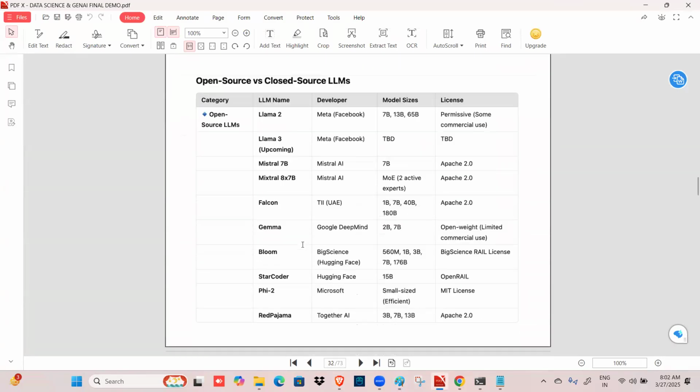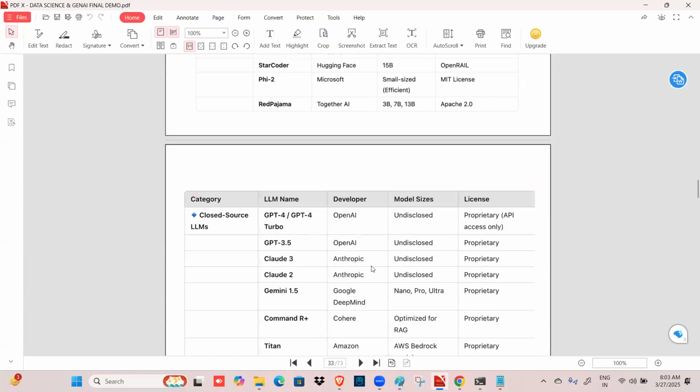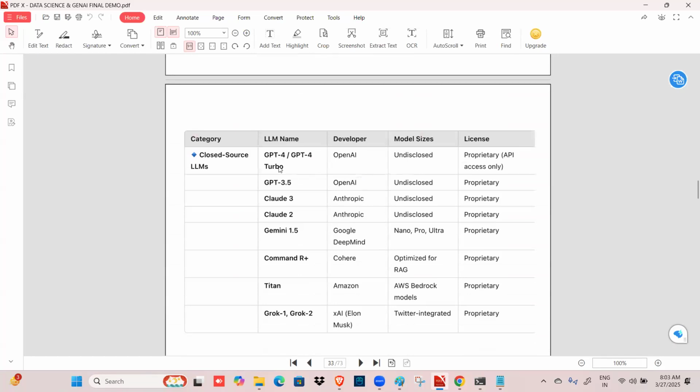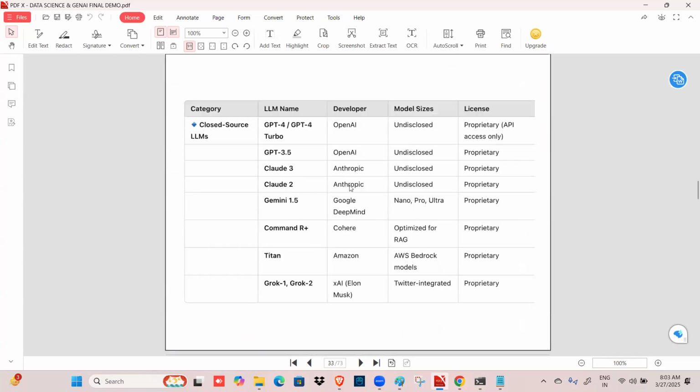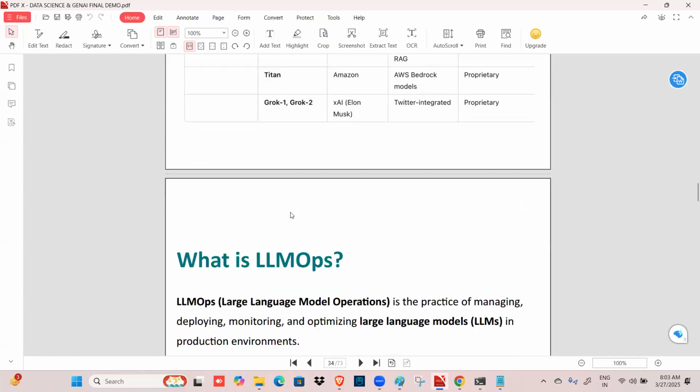Again, there are two different types of LLMs, closed source versus open source. Open source is free to use, but closed source requires some kind of subscription, a monthly subscription. Here you can see open source LLMs: Llama 2, Llama 3, Falcon, Gemma, Phi, and all these things. When it comes to closed source, GPT-4 and also Claude. Grok is also Elon Musk's one, and it is also under closed source, the licensed ones.